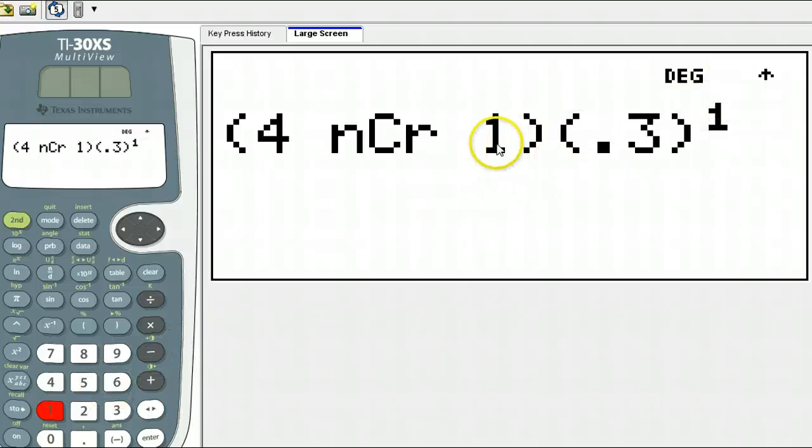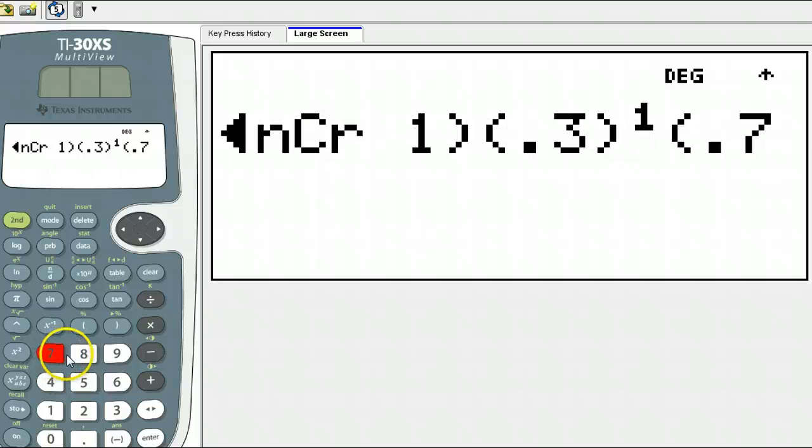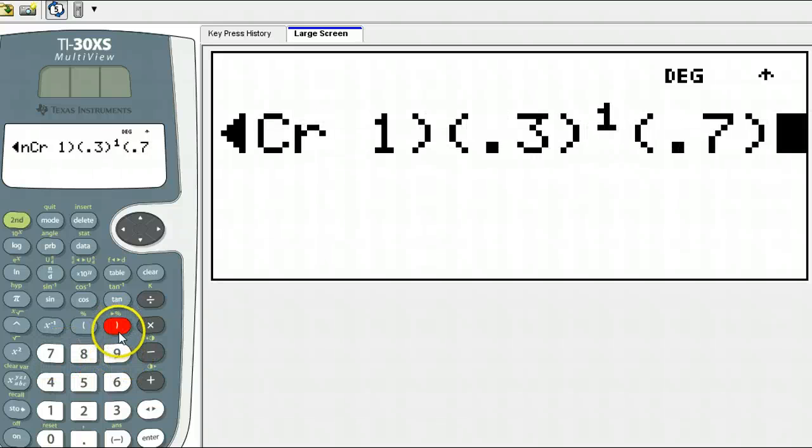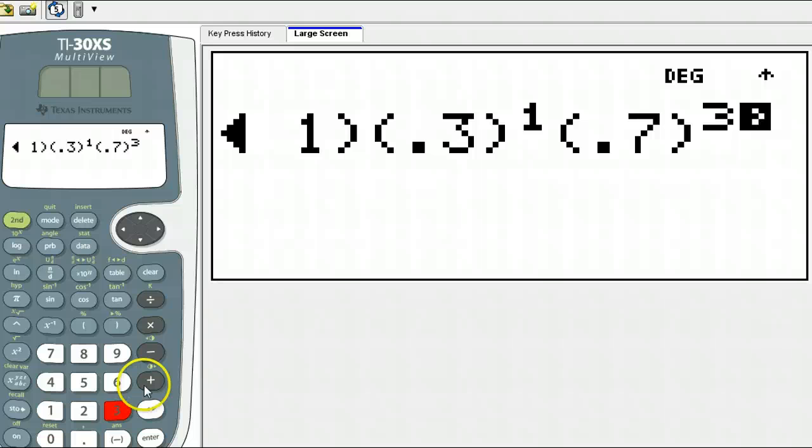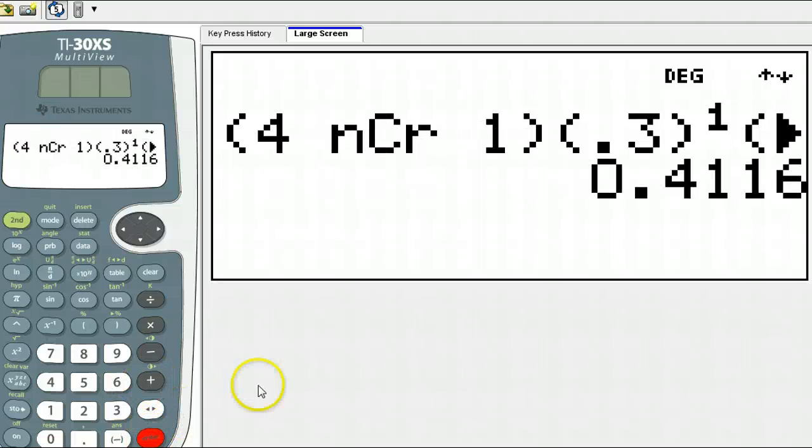These are always the same: 1, 1, 2, 2, 3, 3, whatever it is. Anyway, now comes the probability of failure, which was 70%, 0.7. And the power was the number of failures. Well, there's a total of 4, so again, there's 1 success, that means there must be 3 failures in that case. So I just hit enter, and I get 0.4116.